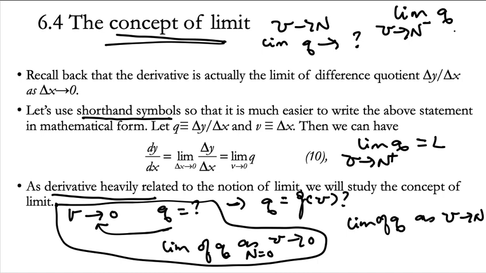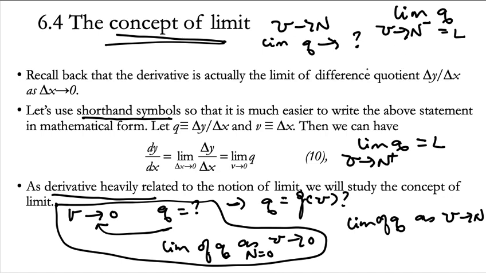Now, the first one here is also L. Okay, alright. So what does it mean here? Limit of Q from the left side is L. Limit of Q from the right side is L. Because the limit of Q exists from both sides, then we can say that the limit of Q as V approaches N exists, which is L, isn't it?